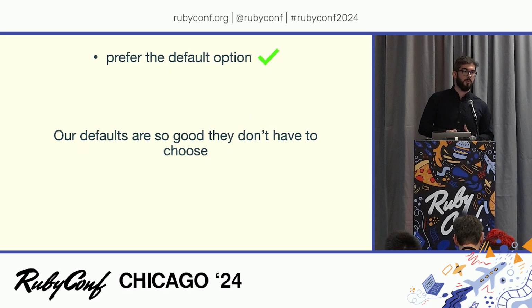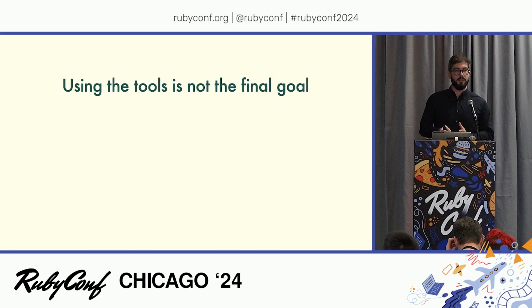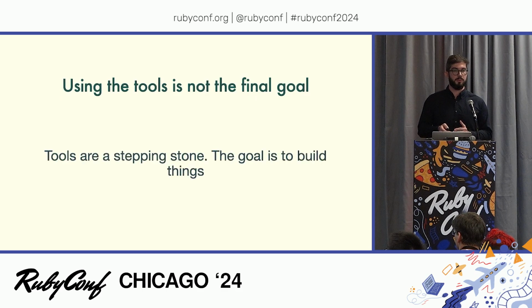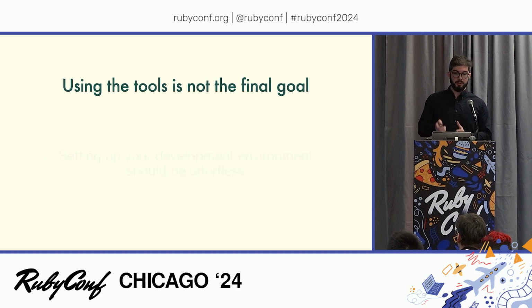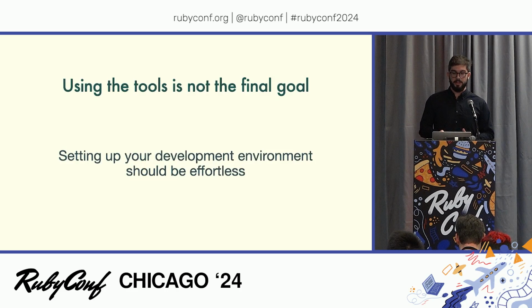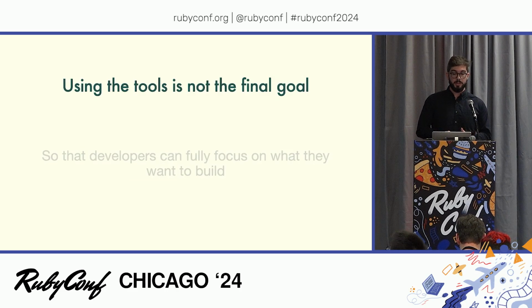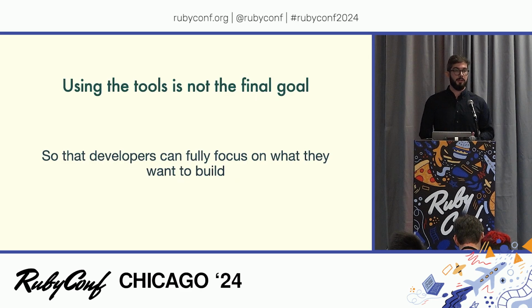We want to be where Rust is, where the default option is so good that they can just use the defaults and have a great developer experience without investing anything in the decision. After all, using the tools is not the developer's final goal. The developer doesn't have as a final goal to use Rails or to use the Ruby LSP or to use Sorbet. Those are just stepping stones, and the goal is to build something. So setting up your development environment should be absolutely effortless, and it should set you up for success so that you can focus on what it is that you're trying to build.